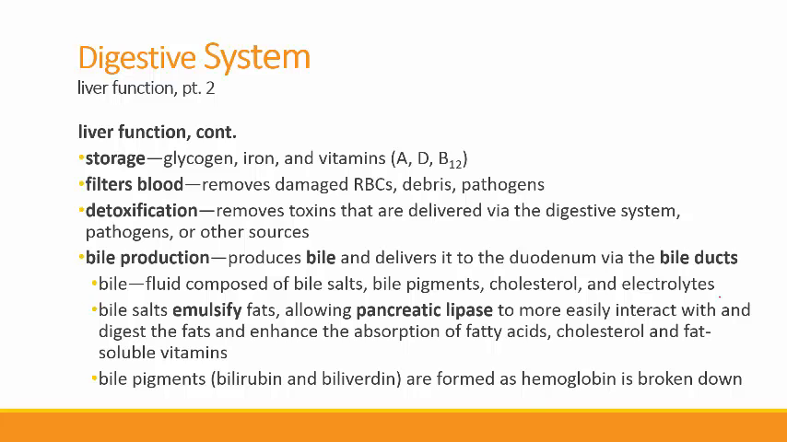Bile is a fluid that it makes and delivers to the duodenum via the bile ducts. So here's an exocrine function, again, of the liver cells. Bile is composed of bile salts, bile pigments, cholesterol, and electrolytes. The function of the bile is to emulsify fats. Emulsify fats. What in the heck does that mean?